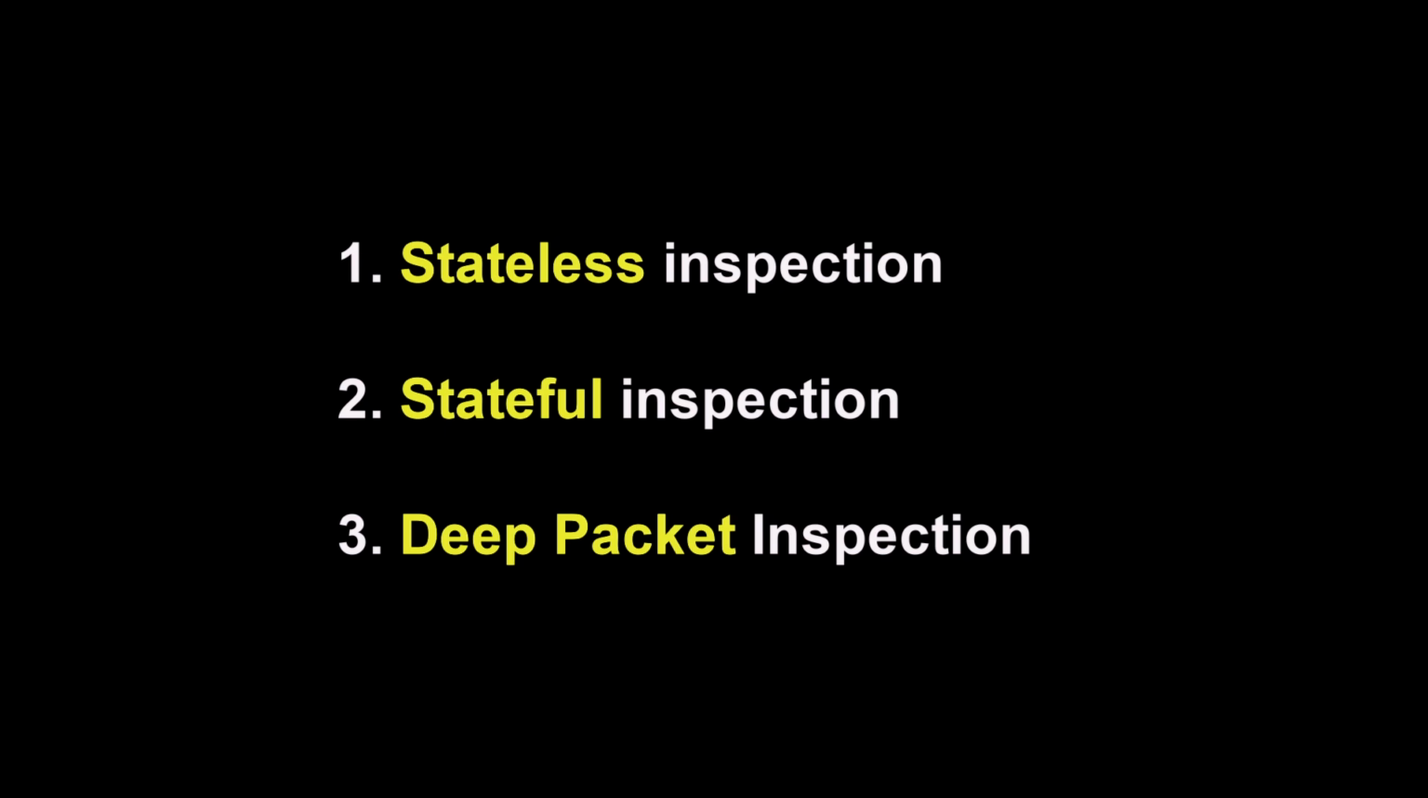Network inspection is a fundamental aspect of cybersecurity. It involves analyzing data packets as they travel across a network to ensure they are safe and compliant with security policies. There are three primary methods of network inspection: stateless, stateful, and deep packet inspection, or DPI. Each method has its own strengths and weaknesses, and understanding them is key to securing your network.